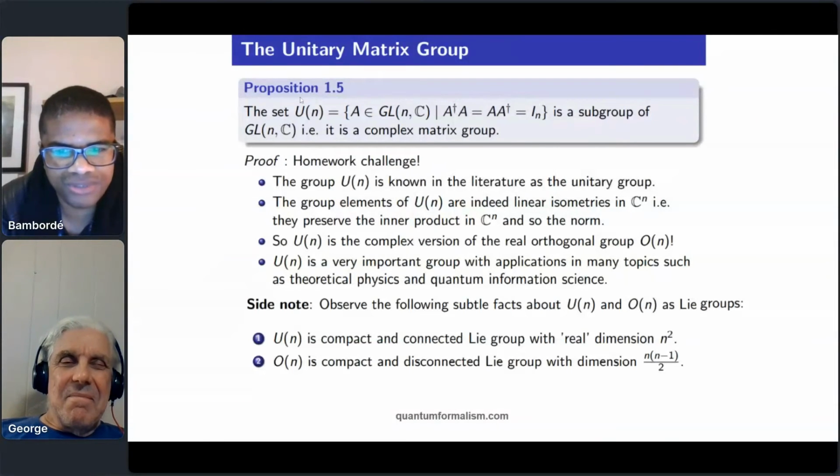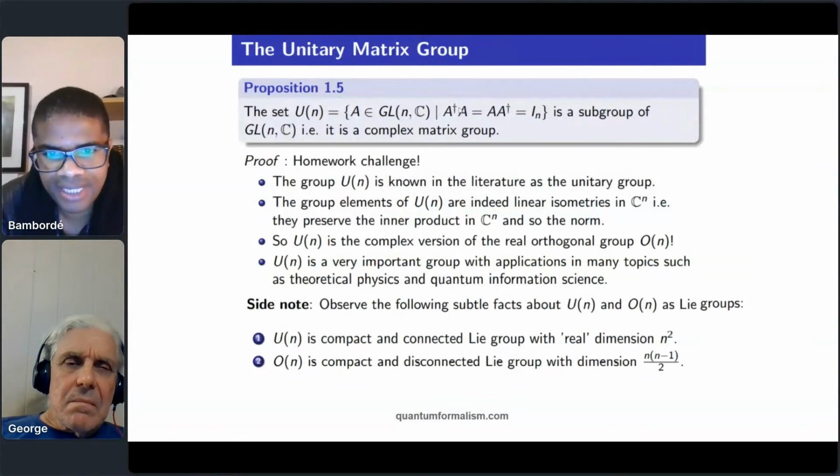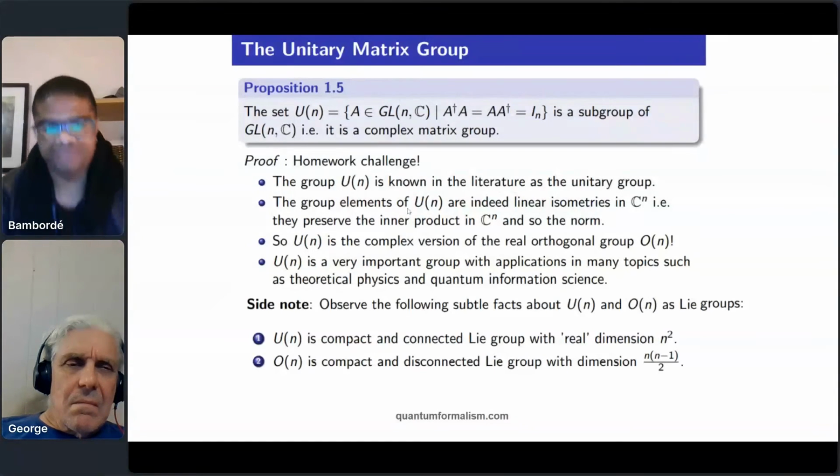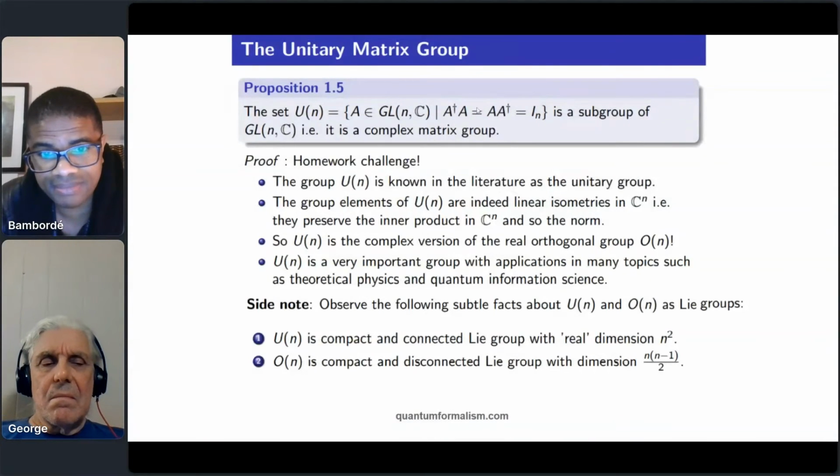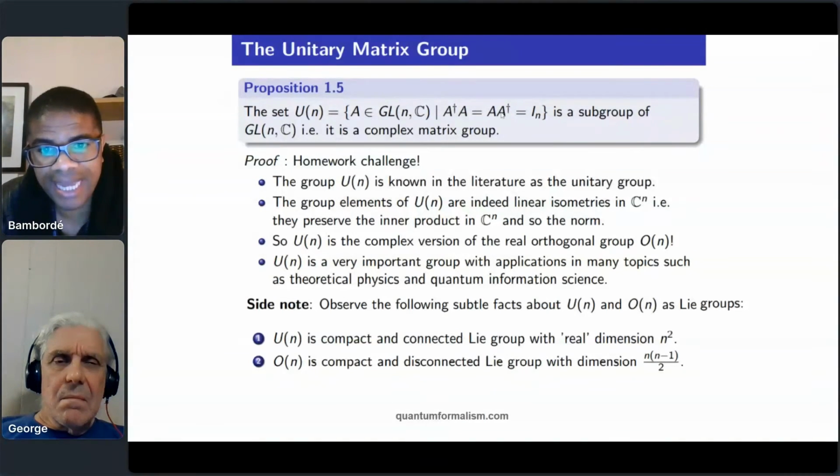group. I'll put this also as a proposition. The set of all invertible complex n by n matrices that satisfy this is a subgroup of the general linear group over C. This is called the unitary group. Notice that this means that A dagger is equal to the inverse of A.